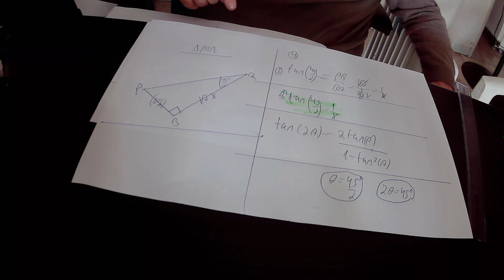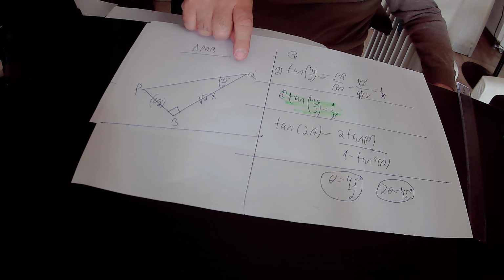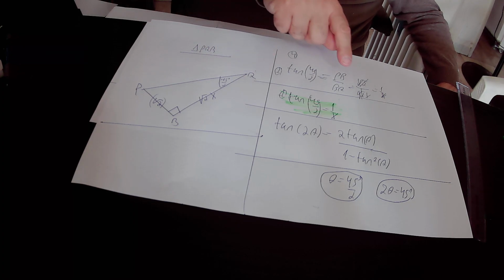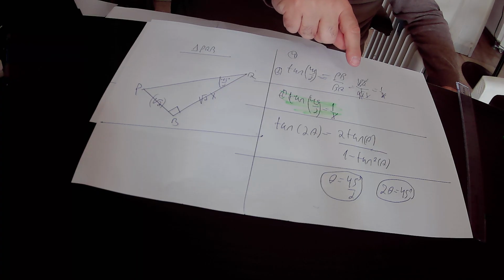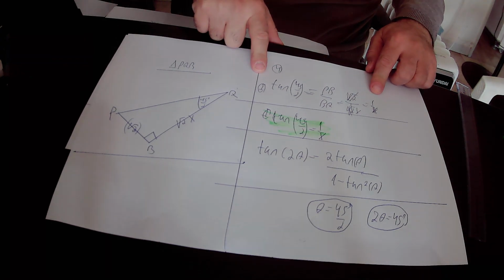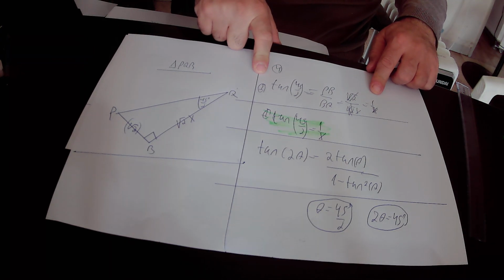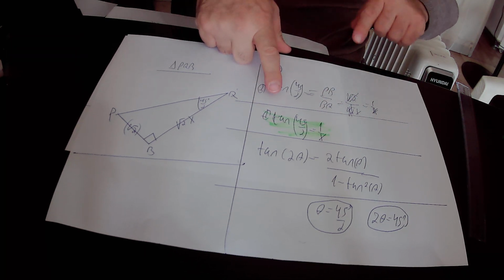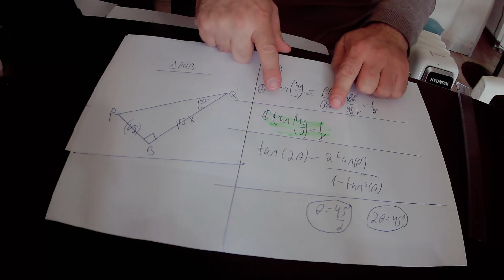In this right triangle PBQ, tangent of 45 over 2 degrees equals PB over BQ. That is to say, it equals PB, which is square root of 2, over BQ, which is square root of 2 times x. We have square root of 2 in the numerator and in the denominator, so square root of 2 gets cancelled, and we are left with 1 over x. So in conclusion, according to equation number 1, tangent of 45 over 2 degrees equals 1 over x.